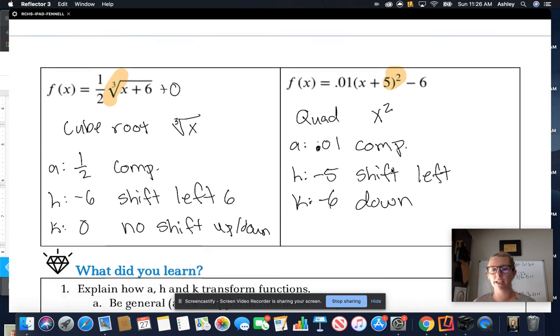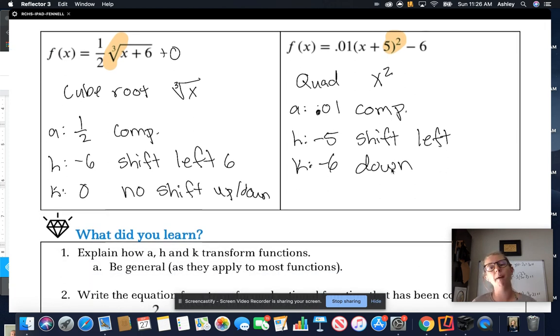And that is how you identify the mother function from the equation and what A, H, and K will do to the function.